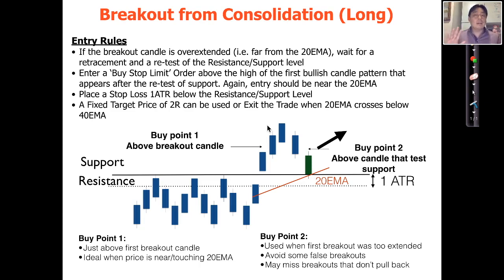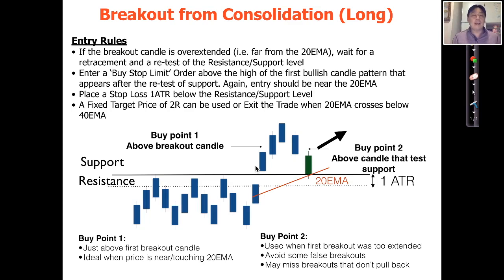Now, I know some traders who prefer to enter on buy point 2 and not buy point 1, and that's fine. In fact, if you're more conservative and you want to avoid a lot of false breakouts, it's better to take buy point 2. But the only downside about waiting for buy point 2 is that if it breaks out from buy point 1 and keeps running, it doesn't retrace, you'll not get a chance to get it. So it's really up to you which style you like.